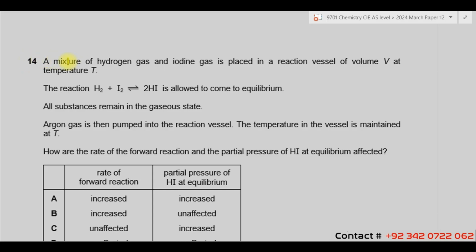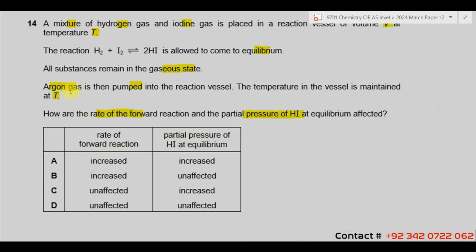Question 14. A mixture of hydrogen gas and iodine gas is placed in a reaction vessel of volume V at temperature T. Hydrogen plus iodine reacts to form hydrogen iodide at equilibrium. All substances remain in gaseous state. Argon gas is then pumped into the reaction vessel. The temperature is maintained at T. How are the rate of forward reaction and partial pressure of HI at equilibrium affected?